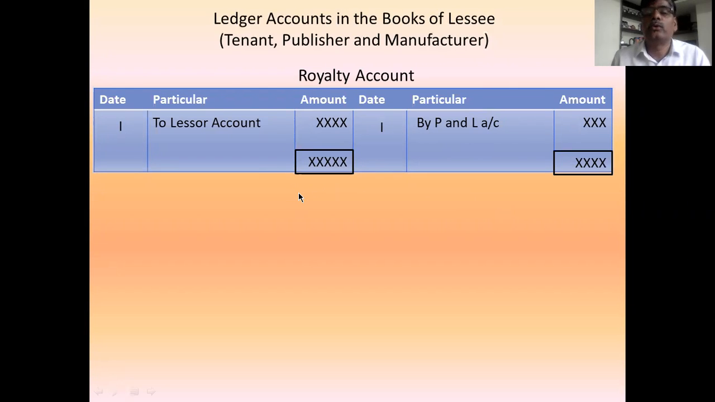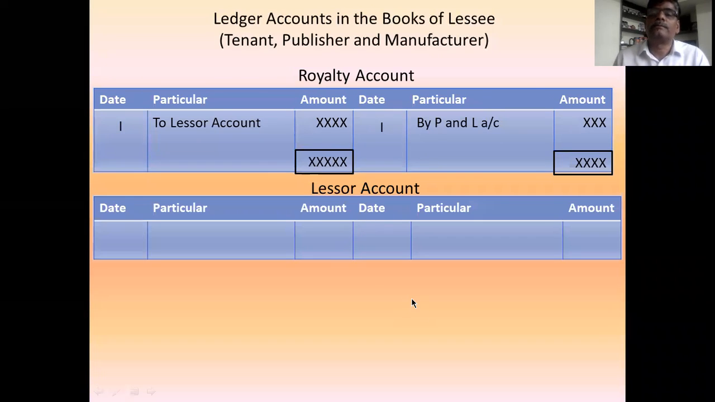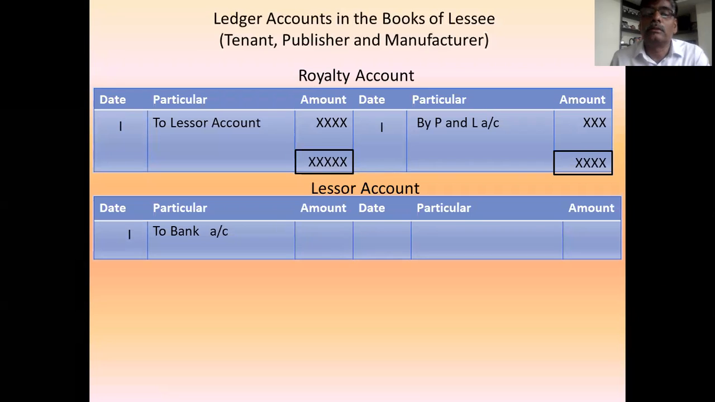And secondly, I'll show the account of lessor. In the lessor account, you write the year and date on the debit side and credit side. Debit side to bank, credit side by royalty. You write these two words. Debit side to bank, amount is from the payment column. Credit side by royalty, amount is from the royalty column.